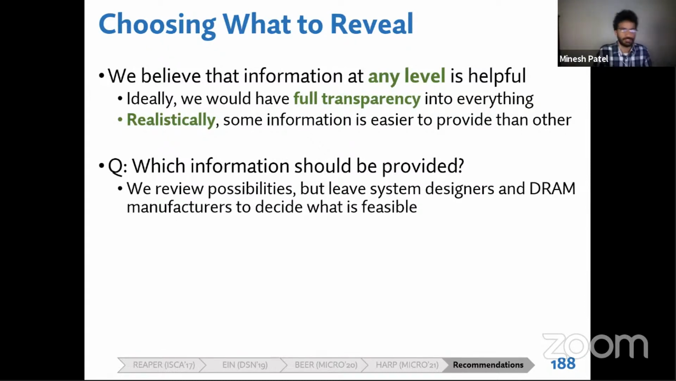And so the question naturally arises: which information should be provided? Here we review a few possibilities, but we leave system designers and DRAM manufacturers to really decide what is most feasible and most practical to release.